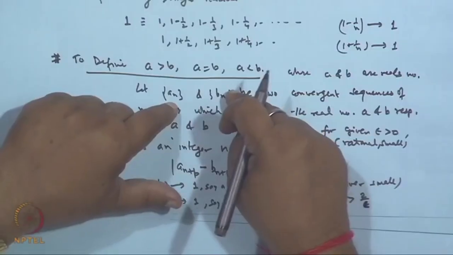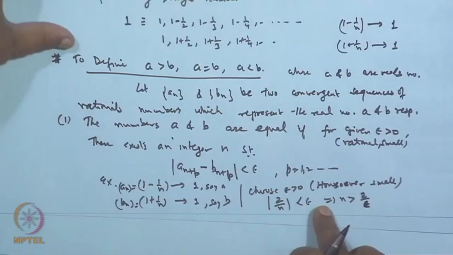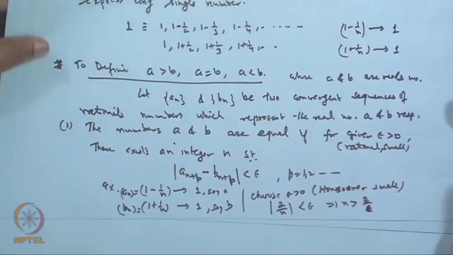Because if two sequences are equal, obviously they will represent the same point. But since here in Cantor's theory, a point can be represented by many convergent sequences, how do we define that two limit points are equal? We say they are equal only when these two sequences, which are different, behave such that after a certain stage the difference is very negligible, almost equal to 0 when n is sufficiently large. Then we say these limit points are equal. In fact, the difference will go to 0 when n is sufficiently large.